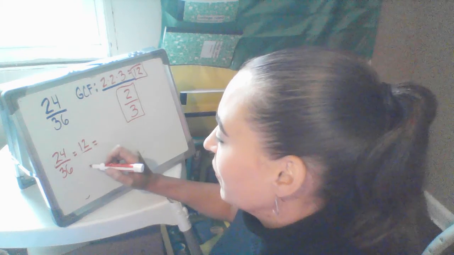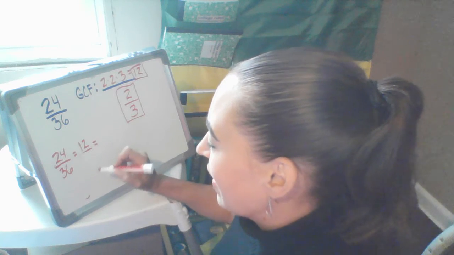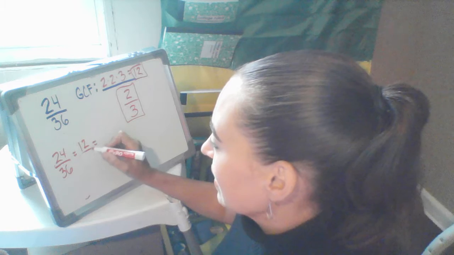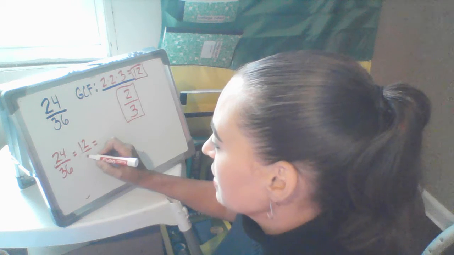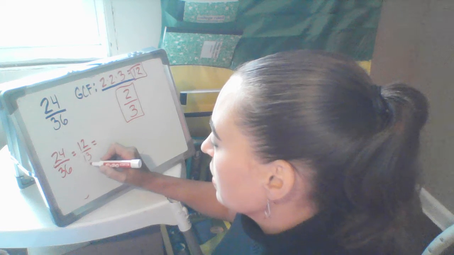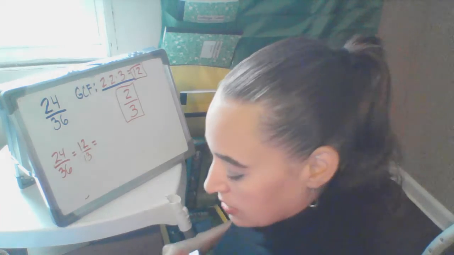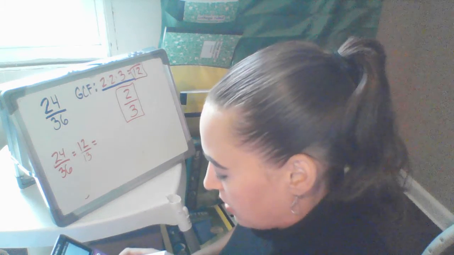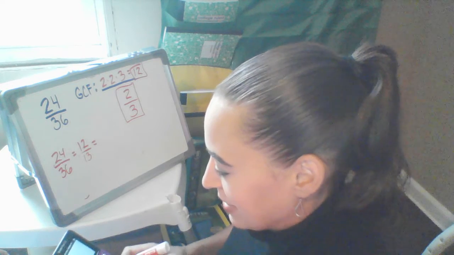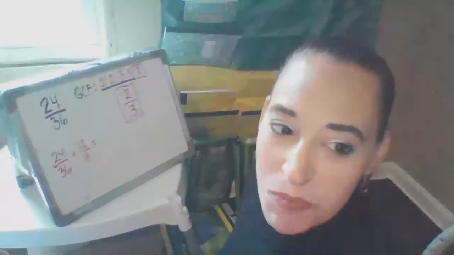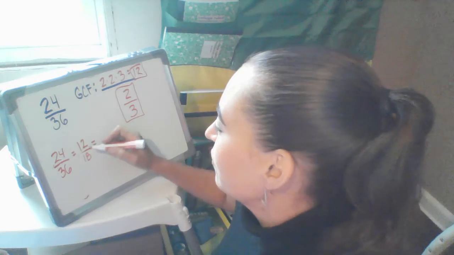Okay, so now that it's correct, 2 goes into 36 13 times, right? Check that. That's not right. My brain must be fried. 36 divided by 2 is 18. I'm sorry, I did that again. My brain is like done for today, I guess.